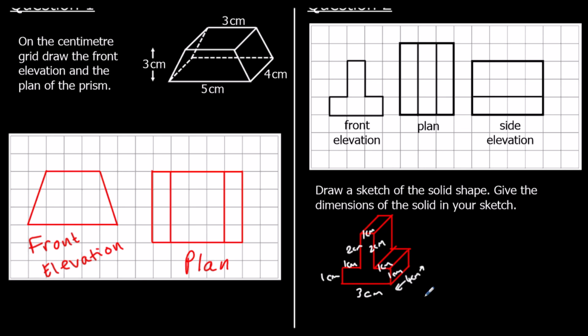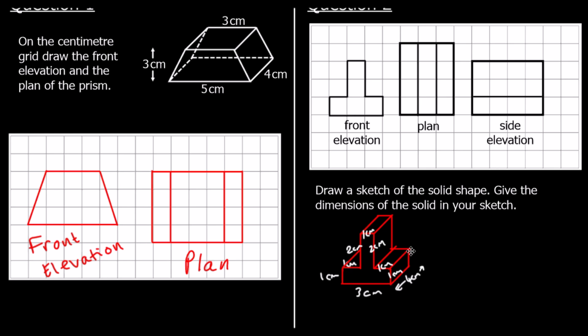It doesn't have to be accurate. It's just a sketch of the solid shape. So if we looked at it, I should probably have another line here. If we looked at it from the front, we can see this T shape. From the sky, we can see 3 along the front, 4 going back, and these lines to represent the different heights.